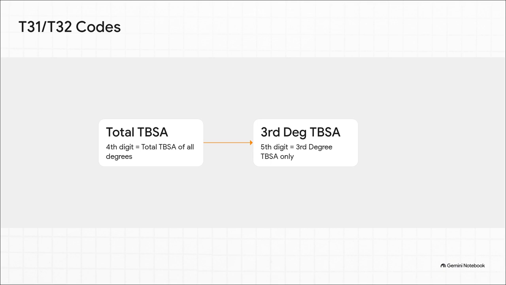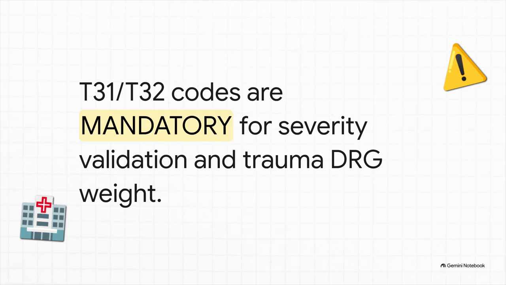Step 2, the fifth character specifies only the severe third-degree area. This dual-axis reporting is fantastic because it tells public health officials and hospital admins exactly how much of the patient's body was impacted and what specific fraction of that was life-threatening full-thickness necrosis. And remember, this secondary code stacking is absolutely mandatory in certain situations. It's highly advisable anytime a burn involves 20% or more of the body surface.